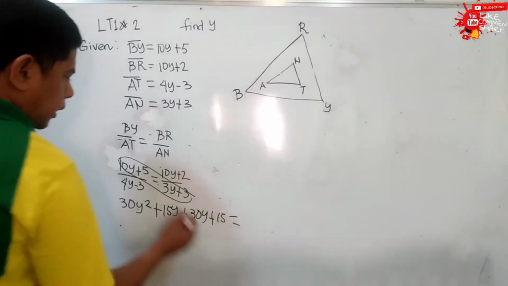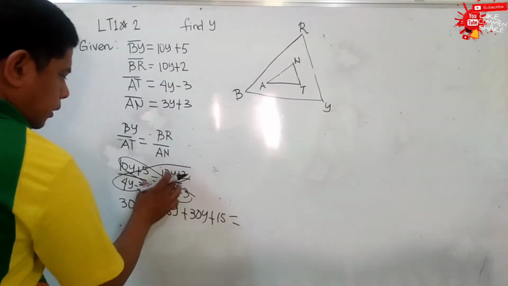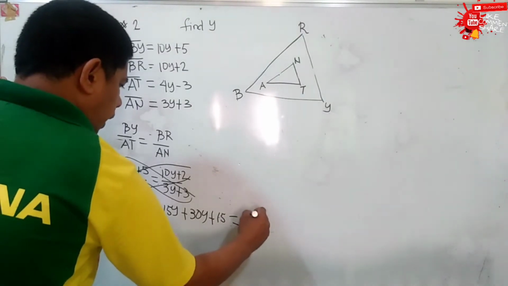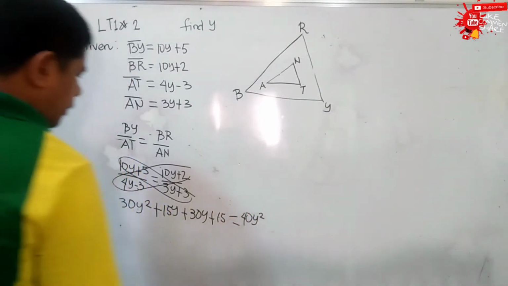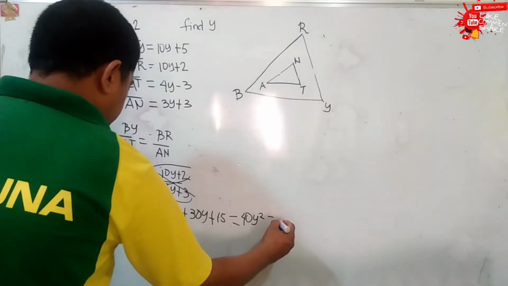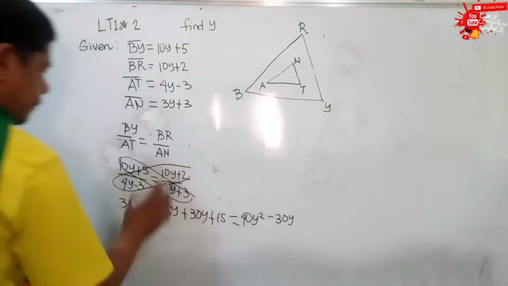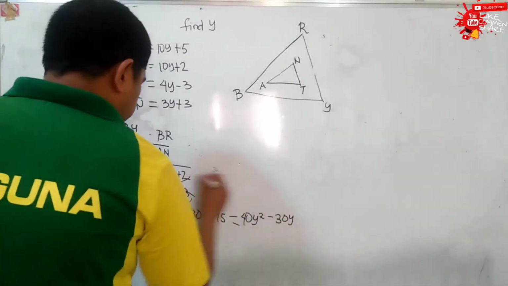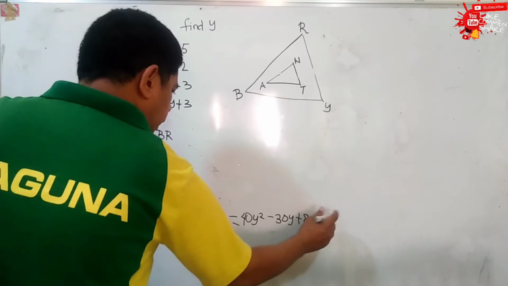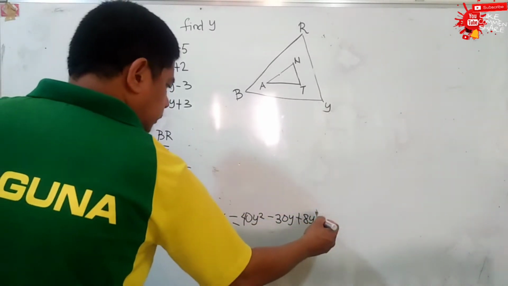Equal siya sa, ito naman yung sa right side. That is 40y squared, negative 30y. Then, 2 times 4y is 8y squared, 8y. And 2 times 3 is negative 6.